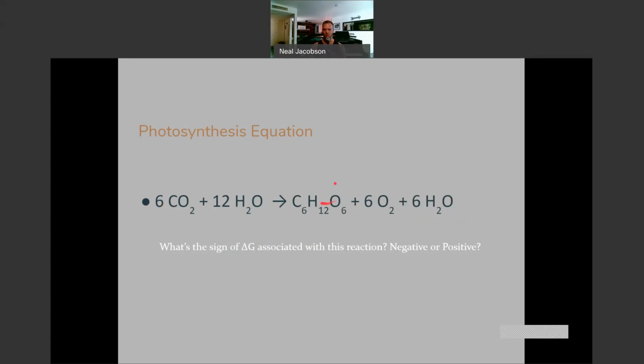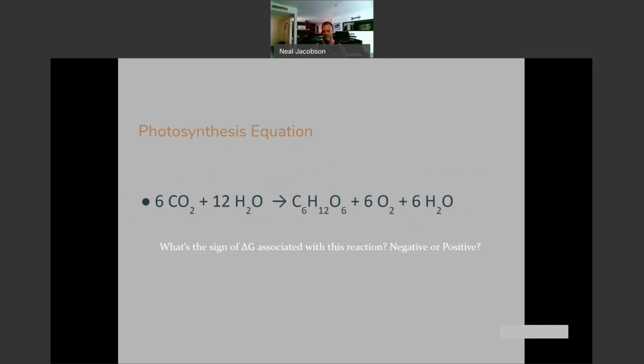So the question is, which one has more free energy? Do the products, glucose, oxygen, and water, have more free energy than carbon dioxide and water? Think about where carbons are bonded to hydrogens and the proximity of carbons to hydrogen. Look over here, there are no hydrogens attached to this carbon. Look over here, there are hydrogens attached to that carbon. So which side has more free energy? This side.